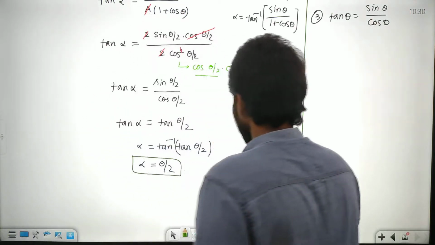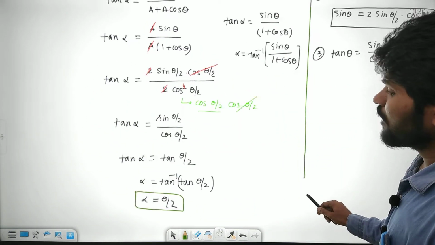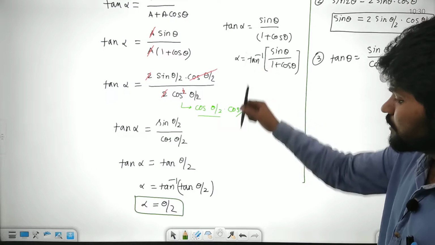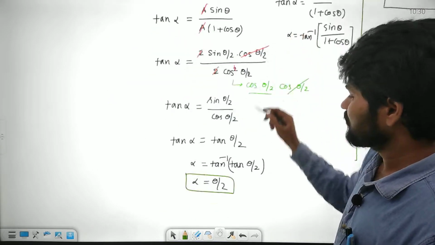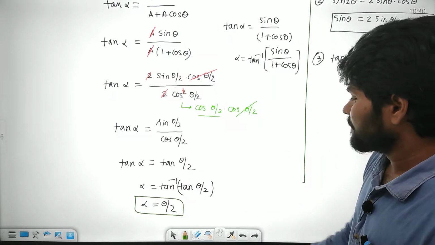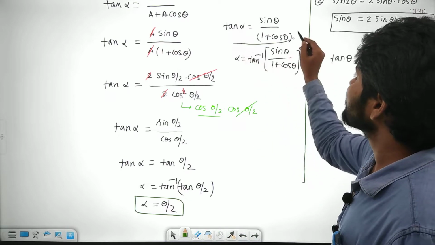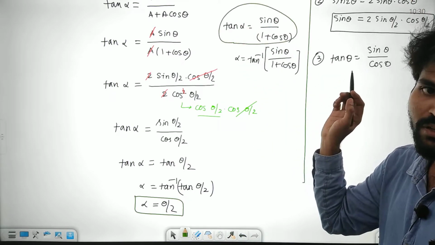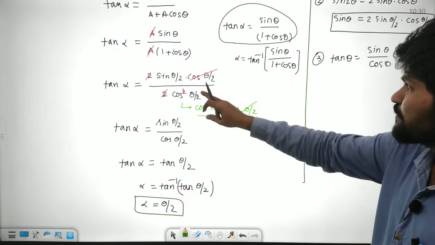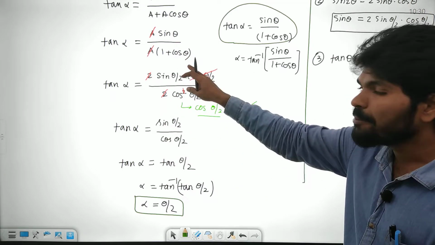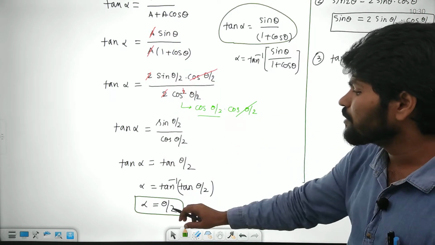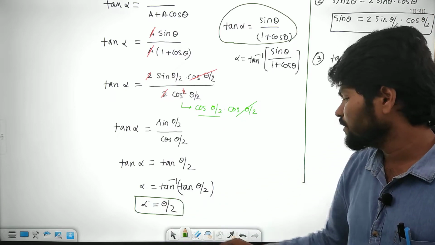See here, I already told you this answer is okay, this answer is enough. But if you substitute the trigonometric functions, then only you are able to get the exact alpha value, that is theta by 2.